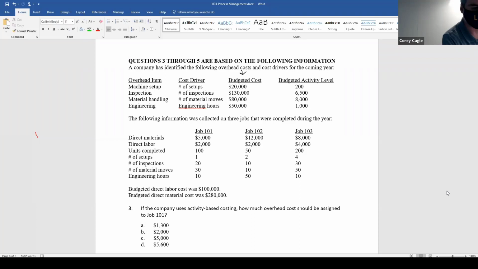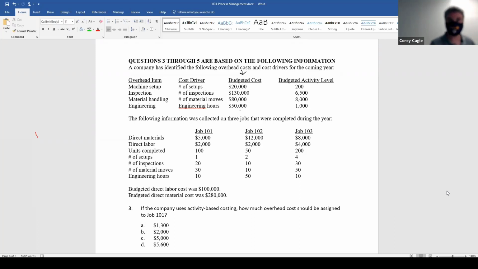So somebody took the total 20 plus 130 plus 80 plus 50, $280,000 of overhead cost, split it into 4 different pools. And then they said, well, what drives that cost up? This machine setup's driven up by the number of setups. The more a product line has to have setups, the more of that cost it should get. Inspection cost is driven by the number of inspections. The more we have to inspect this product line, the more it should get. Material handling is driven by the number of materials we have to move. The more we have to move for this product line, the more it should get. Engineering and so forth. So we got 4 pools, 4 drivers.